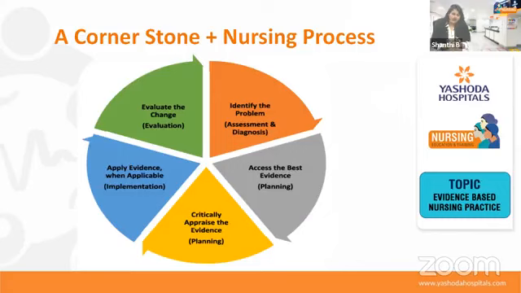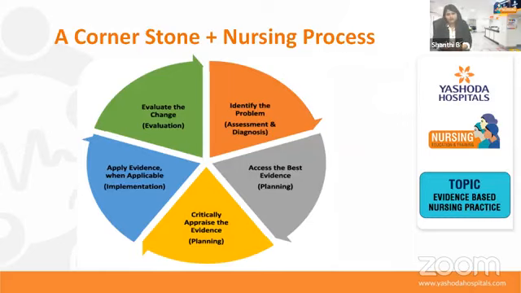Now, when I talk about the cornerstone, which is very vital in the nursing process, first, what do we do when a patient comes to the hospital? I always assess the patient. I want to see, as a nurse, what the problem is with the patient. Identify the problem, which is nothing but assessment and diagnosis. Second is to assess the patient evidence. What problem has the patient come with? Maybe the patient has come with lower leg cellulitis, and for that, what is my plan of care?